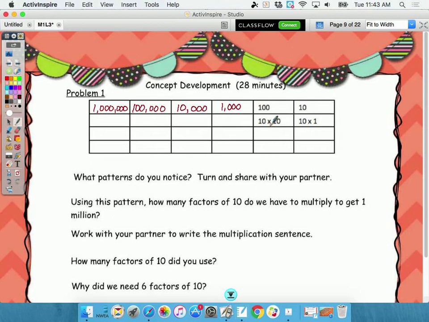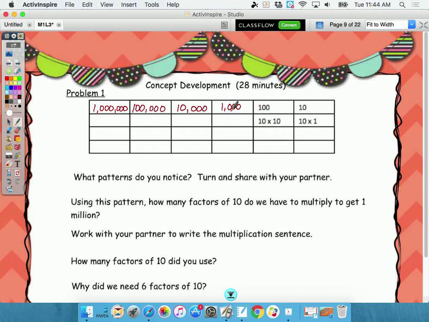What do you think I need to write underneath 1,000, Katie? It's not 10 times 100. No, because it is 1,000. I can only use the number 10. That's what I just said.